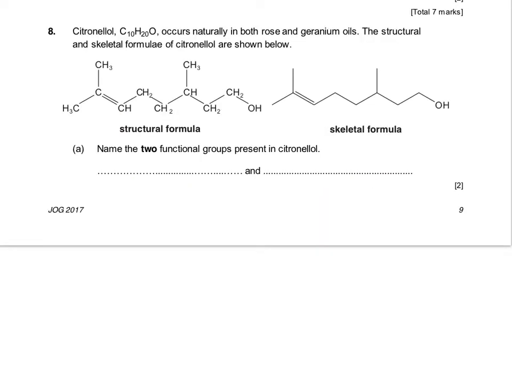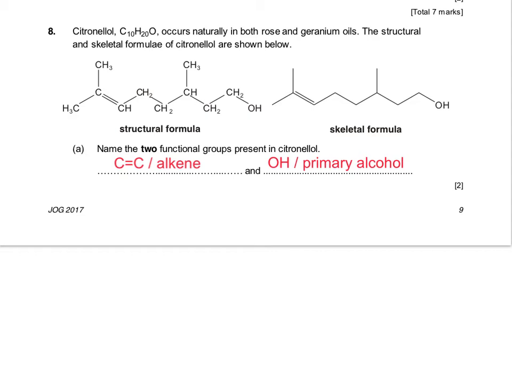So the next question talks about a compound you won't have come across before. This will be an example of an applied question. So citronellol occurs in both rose and geranium oils, and it wants the two functional groups. So remember we've talked about carbon-carbon double bonds being the functional group, as well as functional groups that have other new atoms in them, such as oxygen or chlorine.